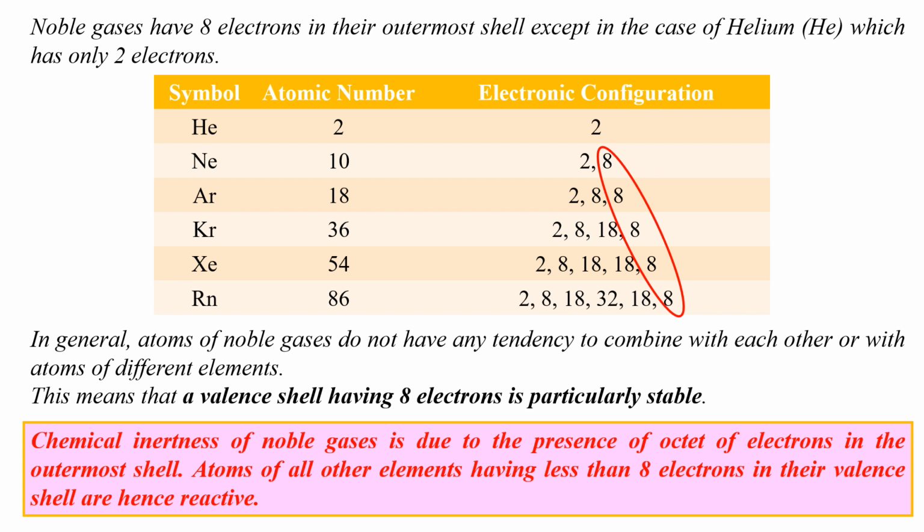Look at the electronic configuration of noble gases. Can you observe something similar among all these elements? From the electronic configuration, it is clear to us that noble gases have 8 electrons in their valence shell or outermost shell. Except helium, it has only 2 electrons, isn't it? I told you earlier that atoms of noble gases in general do not have any tendency to combine with each other or with atoms of other elements. This suggests that a valence shell containing 8 electrons or octet is particularly stable. Thus, chemical inertness of noble gases may be due to the presence of 8 electrons or octet in their outermost shell. Atoms of all other elements which have less than 8 electrons in their outermost shell are thus reactive.